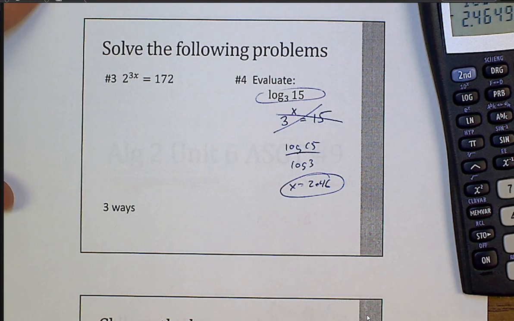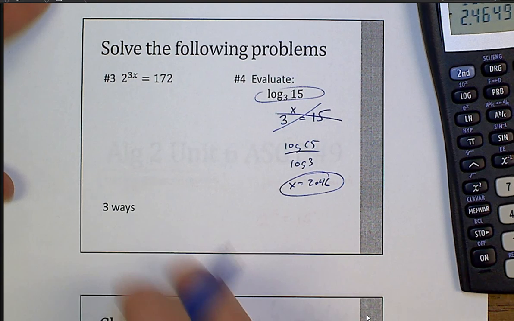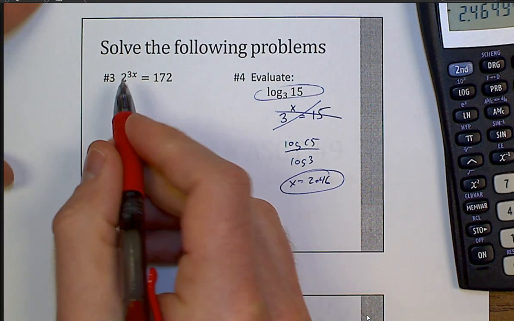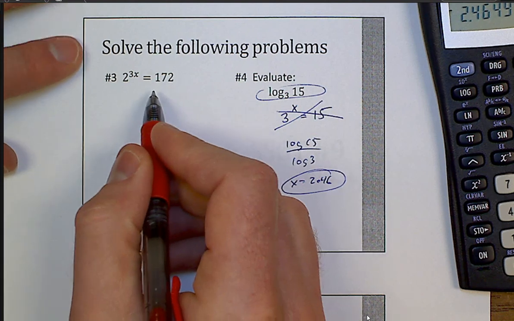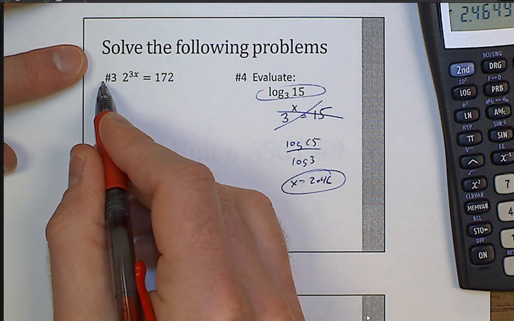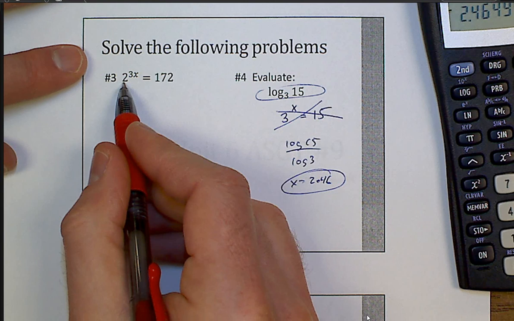There we go. This one here, what are you going to do to both sides? Well, you can do whatever method you choose. You can log both sides, or you can log base 2 both sides, because you want to access this, right?